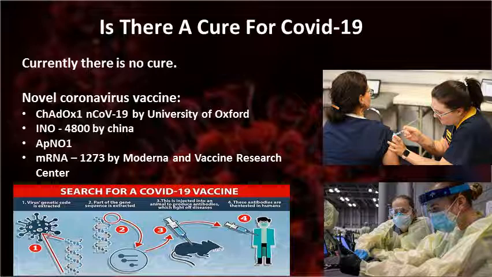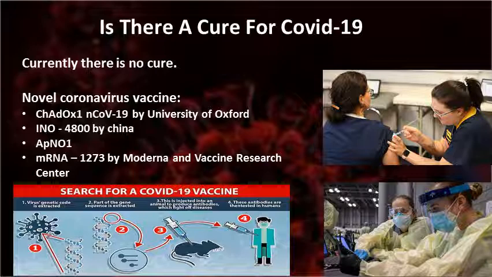ChAdOx1 novel coronavirus vaccine was tested by the University of Oxford, England, where approximately 510 volunteers aged between 18 to 55 enrolled for the trial. In China, a vaccine called INO-4800 has started a human trial, expecting to commercialize one vaccine recently. Similarly, APN01 was tested by the University of British Columbia and Apeiron Biologics.